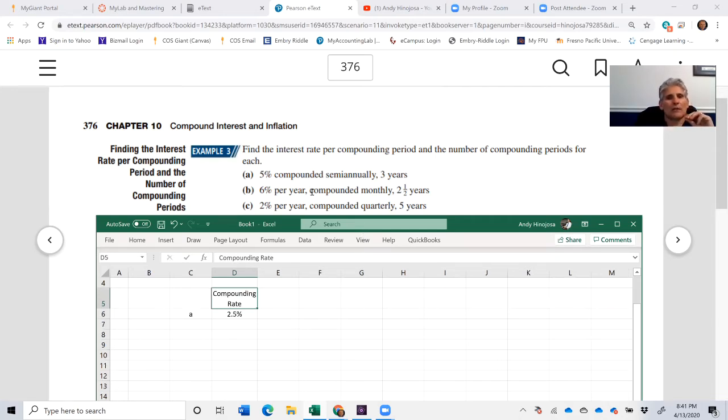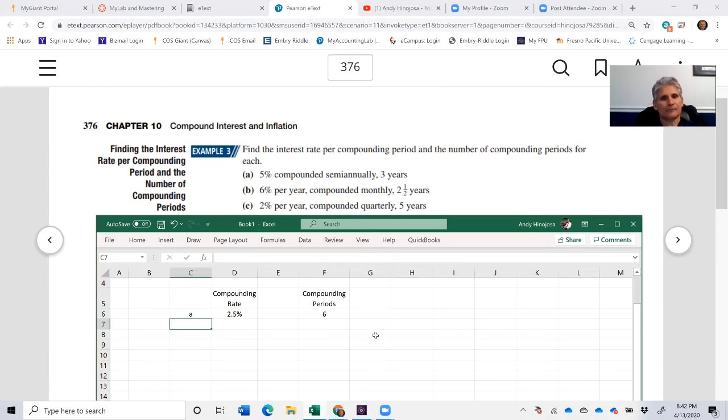Even though the annual rate is 5%, the compounding rate is 2.5. Why? Because it's semi-annually and there's 2 periods per year. So we take the 5% and divide it by 2, and that gives us 2.5. The compounding periods, in this case, we'll take the number of years and multiply it by 2. Why 2? Because it's semi-annual, twice per year. So the answer to A is 2.5% as the compounding rate, and the compounding periods is 6.